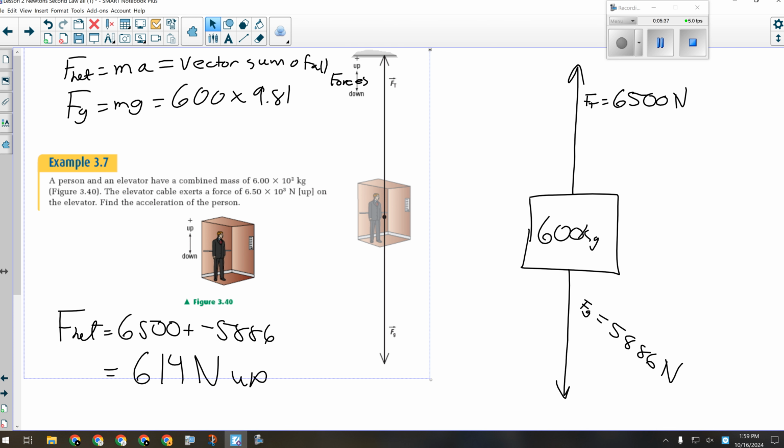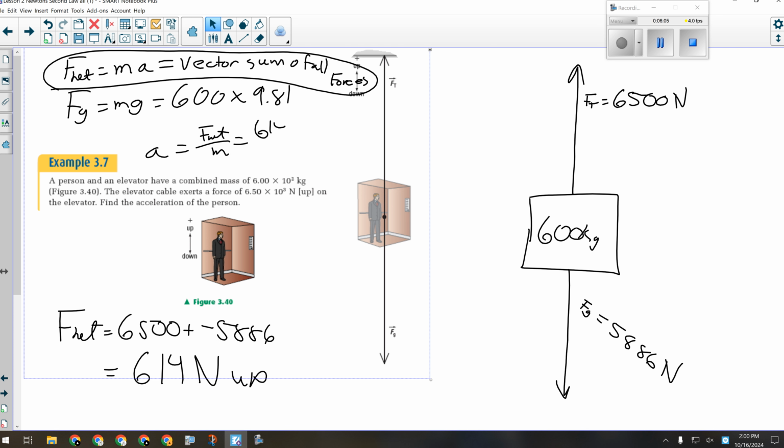What's the acceleration? Can I find that now? If you recall, I said in every Newton's second law question you do, you're probably going to have to do both of those. Well, I already did the vector sum of all forces part, so if I want to find the acceleration, I'll have to do the m times a part now. So a will equal F net divided by m. I'll take that 614 newtons up and divide it by the mass.